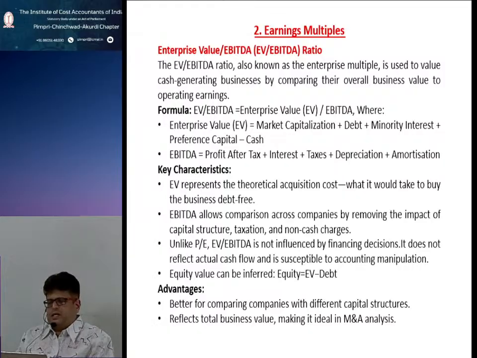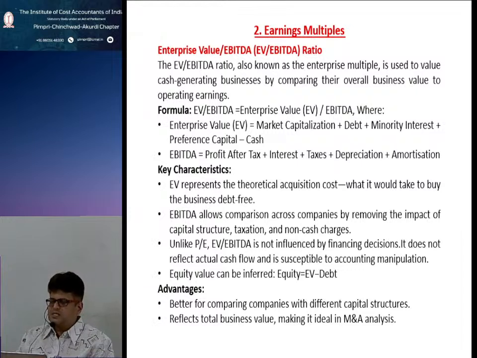Then comes another earnings multiple, which is the enterprise value divided by EBITDA, EV to EBITDA ratio. The EV to EBITDA ratio, also known as the enterprise multiple, is used to value cash generating businesses by comparing their overall business value to operating earnings. So this is the logic for which the EV to EBITDA ratio is used. It's precisely used to value cash generating businesses, whatever businesses are cash rich or cash generating, by comparing their overall business value to operating earnings.